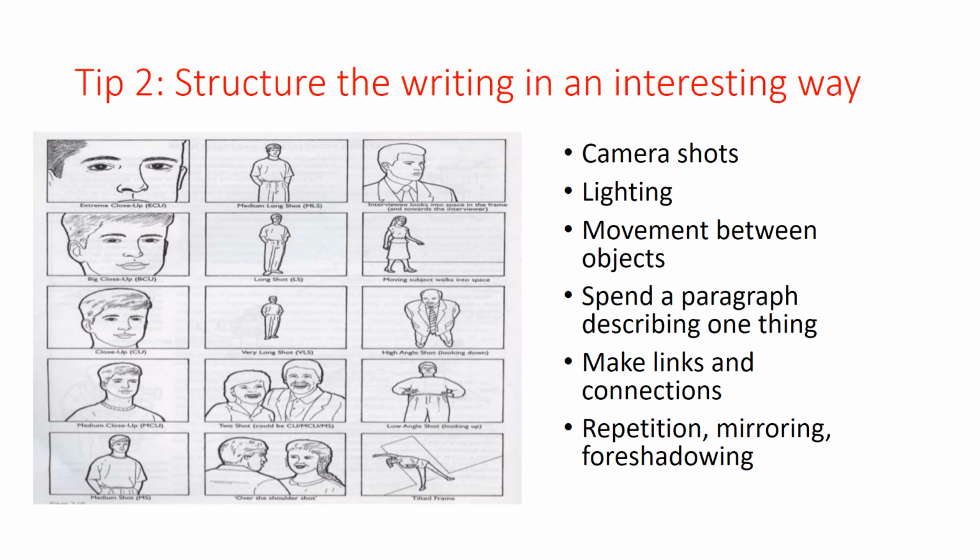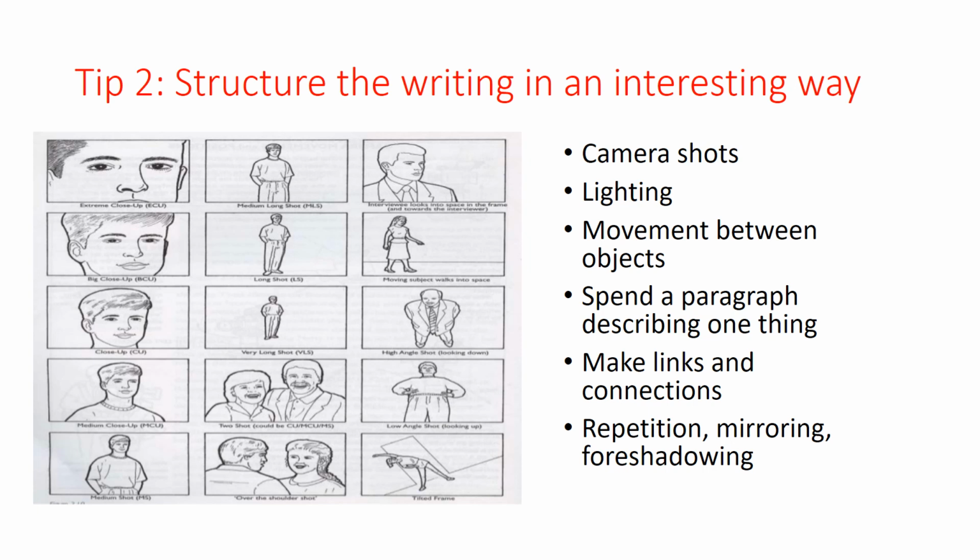So one way to do that is through camera shots. So think about the different types of camera shots that you might have. You might be zooming in, you might zoom out, you might focus on one tiny little bit of detail. You might look down on something, you might look up at something, or you might look at it in a tilted way.